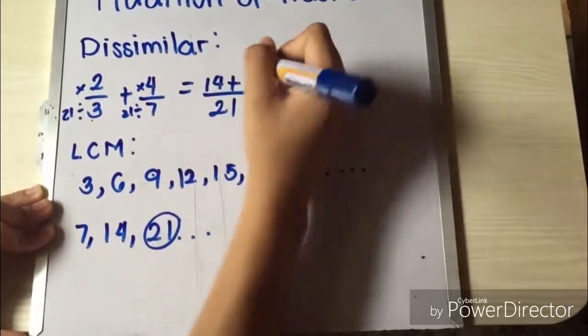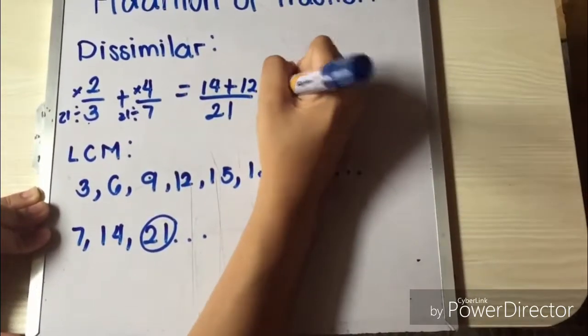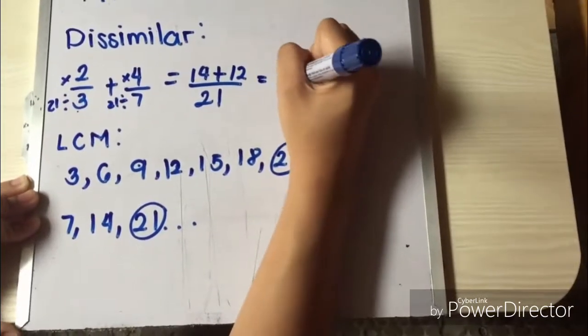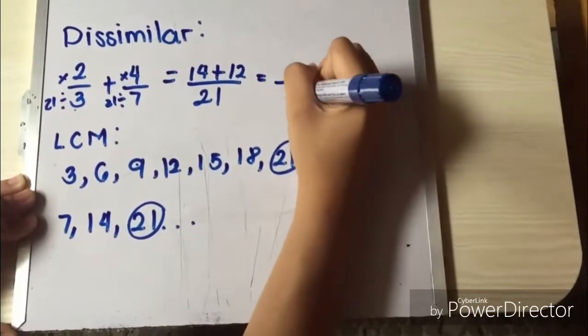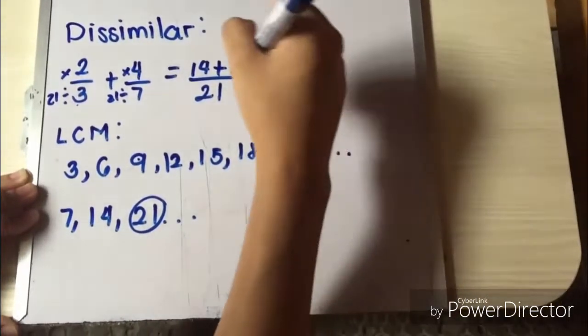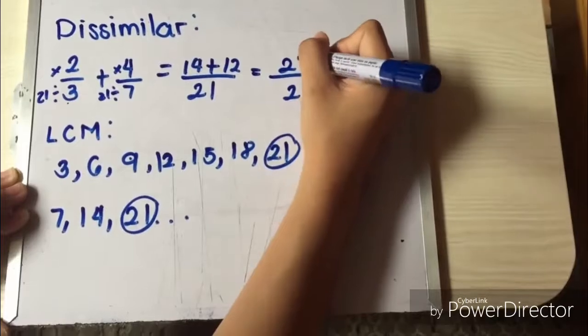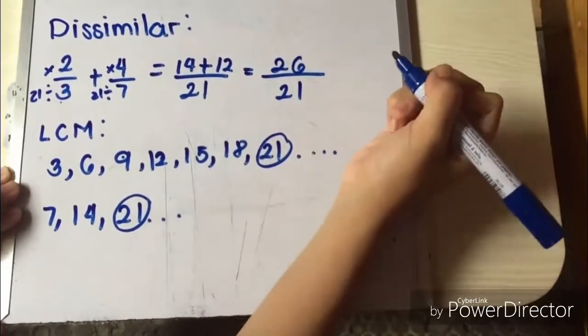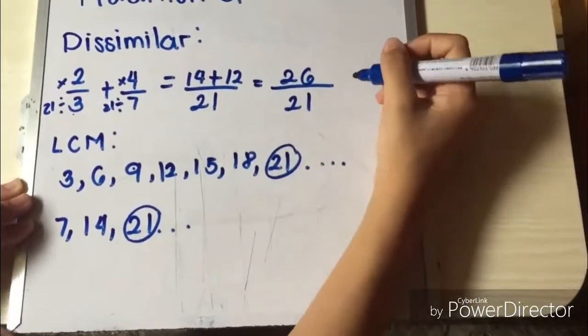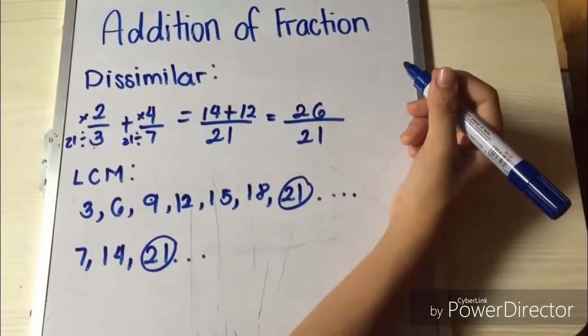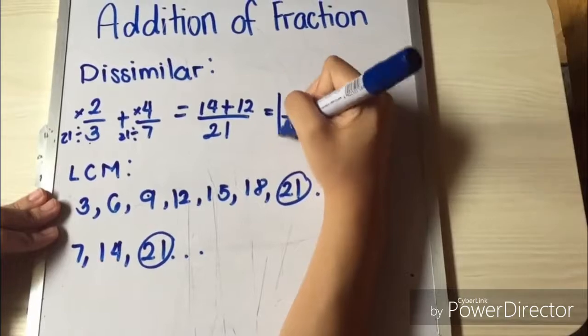Then finally, add 14 to 12. The answer is 26. Then copy the denominator, which is 21. Last step is making sure that you simplify your answer. But since 26 and 21 don't have a common factor, this is the final answer.